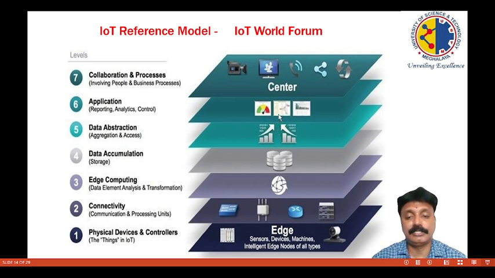Then finally the application will get the reporting, analytics and control. After reporting, analytics and control, finally the data will be communicated for collaboration purposes, collaboration and processes, which involves people and business processes. So the first thing is edge devices, and at last the various centers can access the information. This is the IoT reference model in the IoT World Forum.